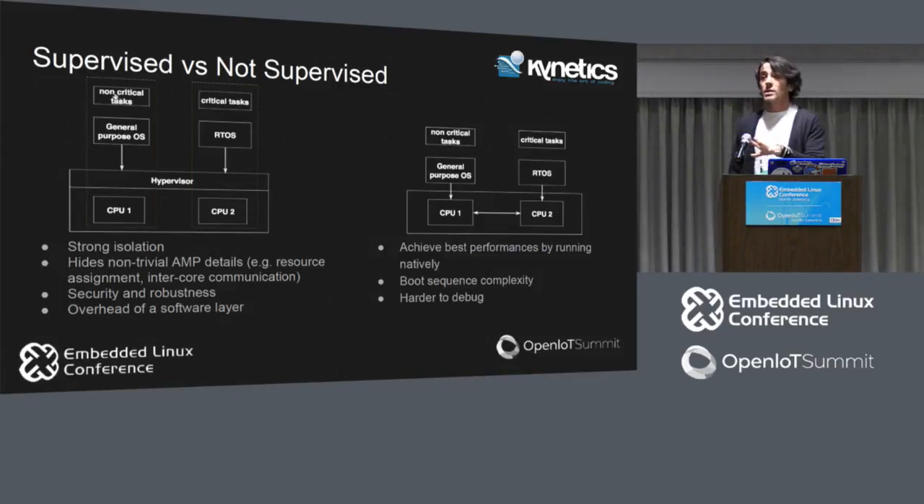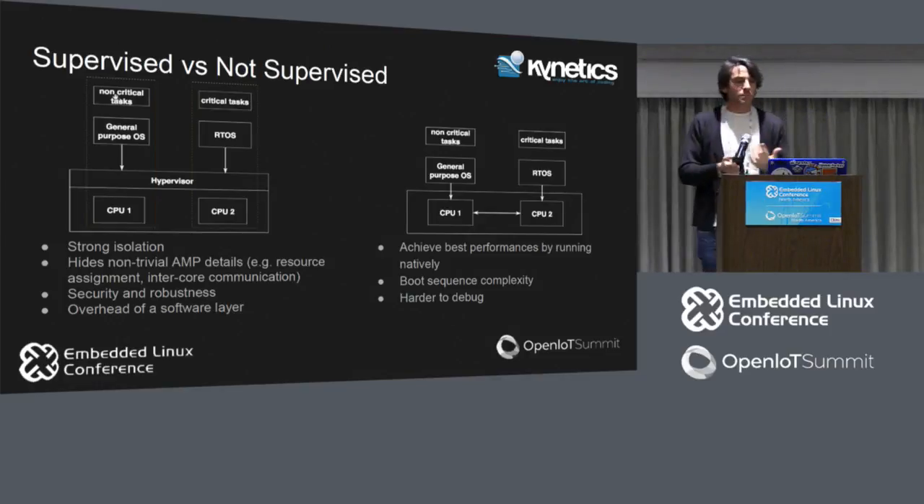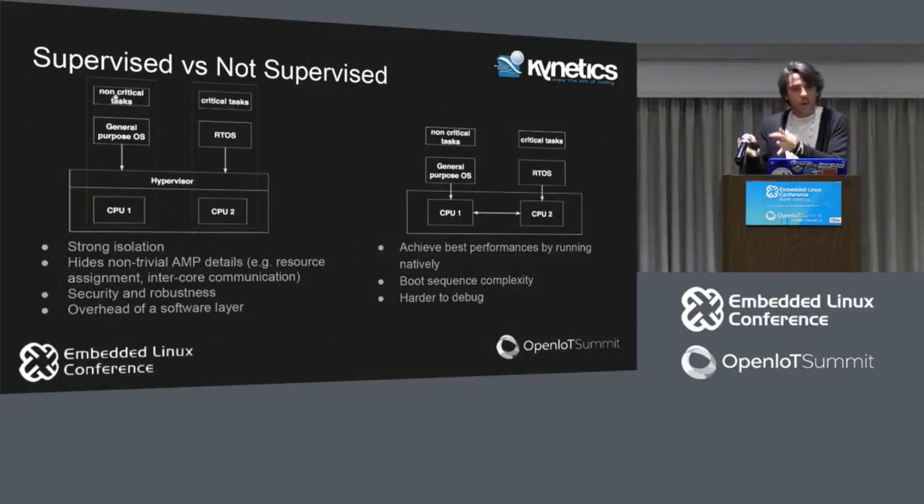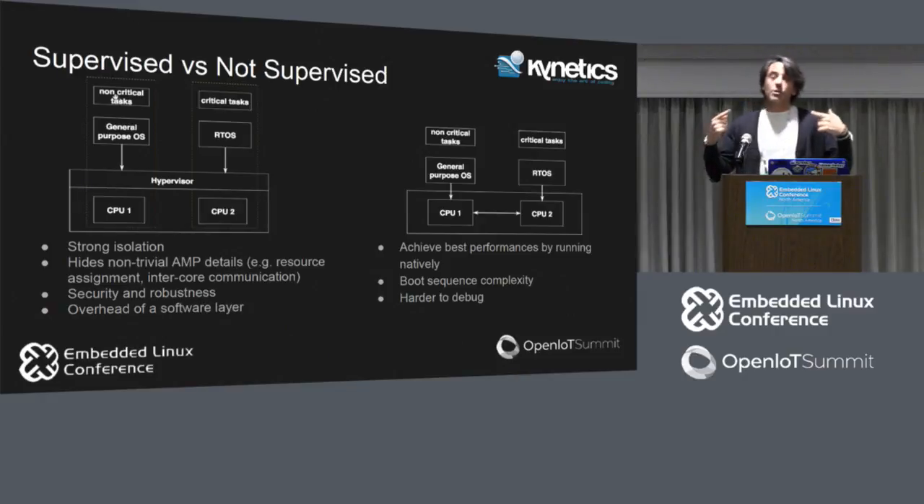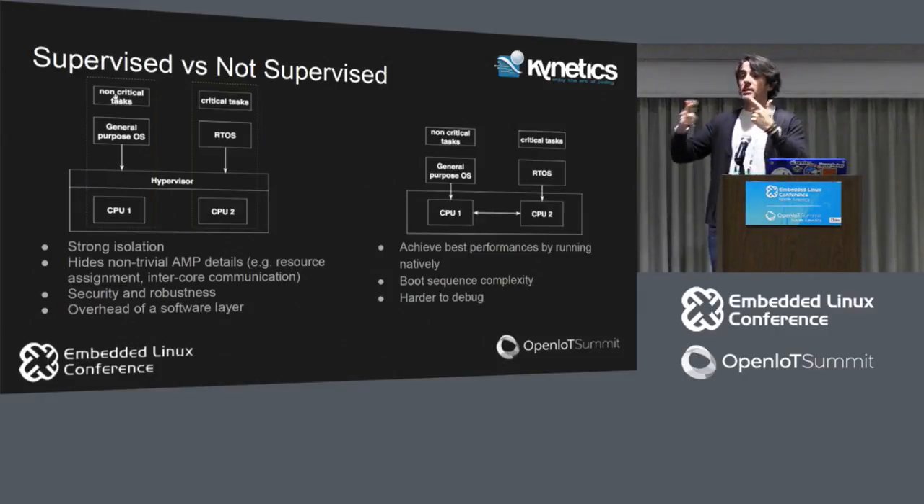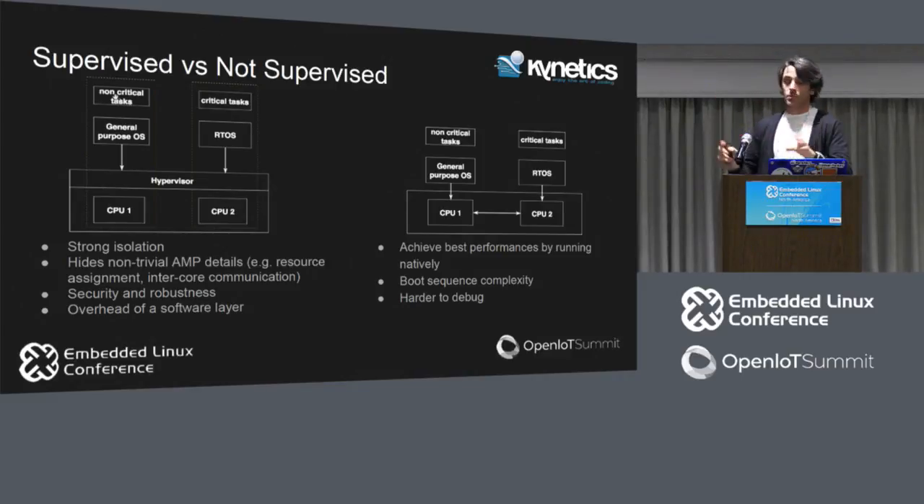So this is what we will see today. You can basically have a quite reliable system, not as much as the first one, but quite good anyway. With non-supervised, or no virtualization, you have the CPUs actually sharing interrupts between each other when something happens and you want to share messages between the two. And we will see demos and examples in this specific case.